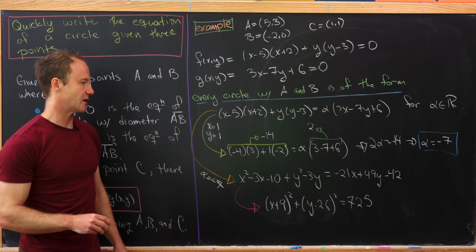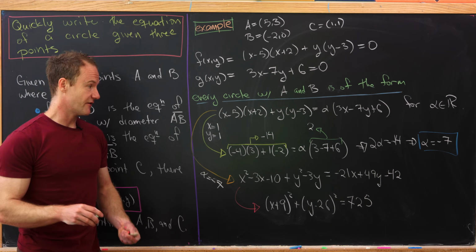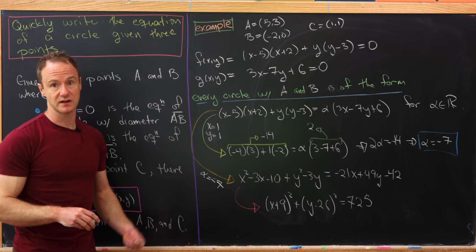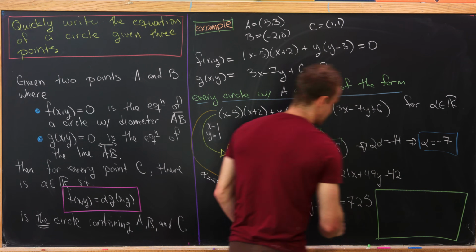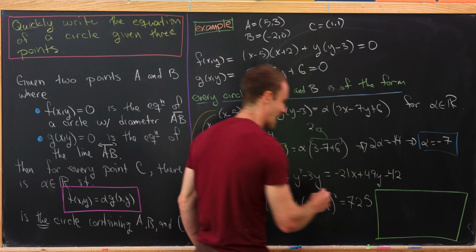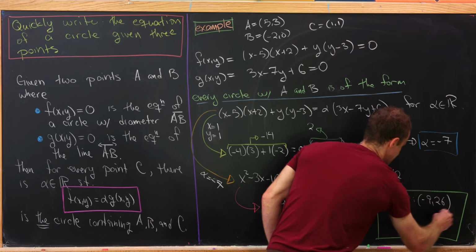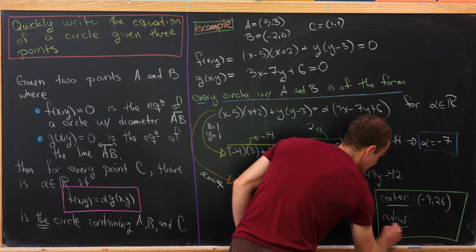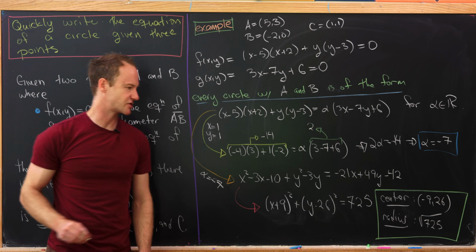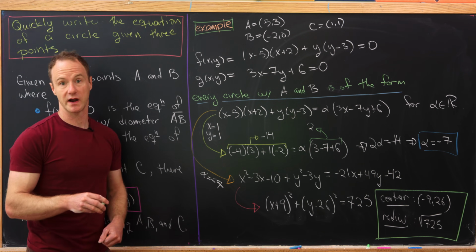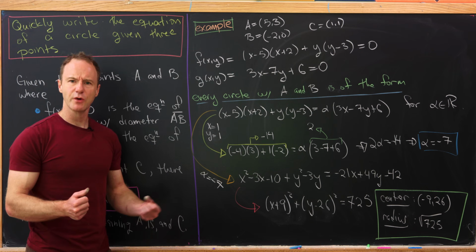Notice that that was pretty simple. I mean, we did a lot of setup here, but the number of calculations we had to do was really quite small, and we never had to solve any equations that were larger than linear equations. So let's see what we have here. Our circle containing A, B, and C has the center (-9, 26), and it has radius the square root of 725, which I think you can probably factor 25 out of, and maybe some other squares. You can simplify that a little bit if you'd like to, but I think we can leave it like that. So I really like this method.